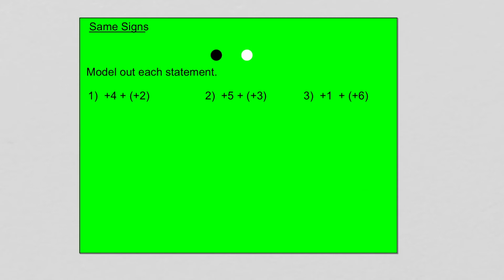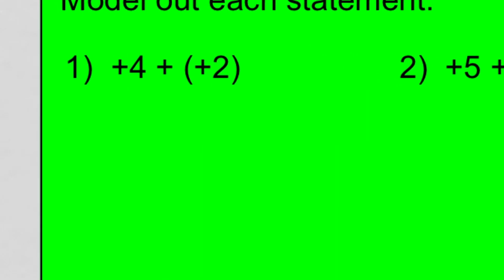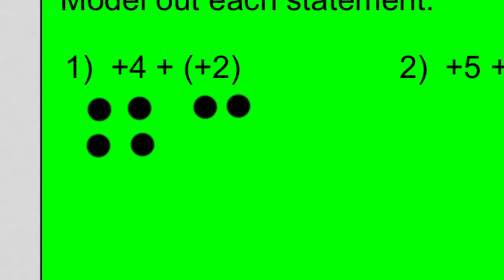So if you take a look at this one, we have positive 4 combined with positive 2. Well, to model out positive 4, I would do 4 shaded circles. And to model out positive 2, I would do 2 shaded circles. Now, we have no zero pairs here. Nothing cancels out. So my answer is positive 6.